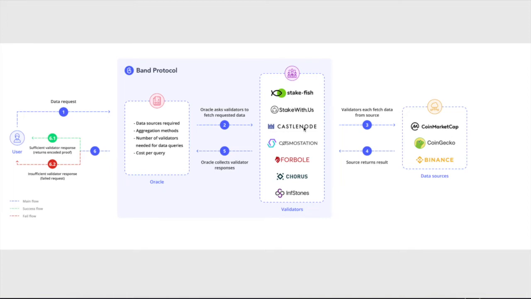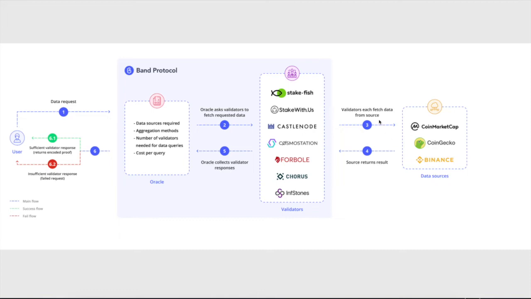You don't have to get your information here. It could be like, I want the weather, or I want to go to ESPN or ESPN2 or ABC Action News, whatever. It could be anything. It's customizable. So now the oracle, which is Band, is going through this, asking the information, going through their validators.